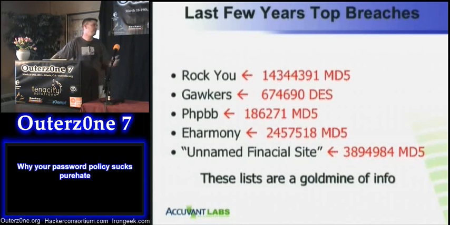PHPBB, which was a big forum board, had a big leak, 18 million MD5s. eHarmony just recently had a giant breach, 224 million MD5s. And then, I'm not allowed to say the name of this site, but they also had a breach of 38 million MD5s.